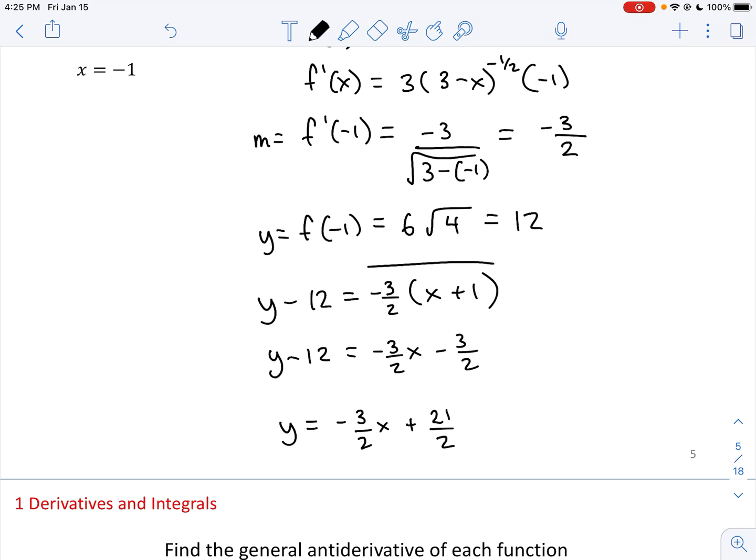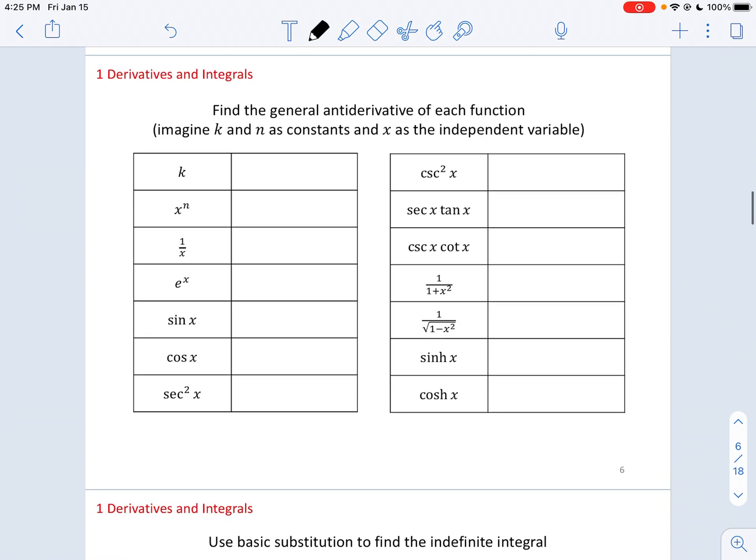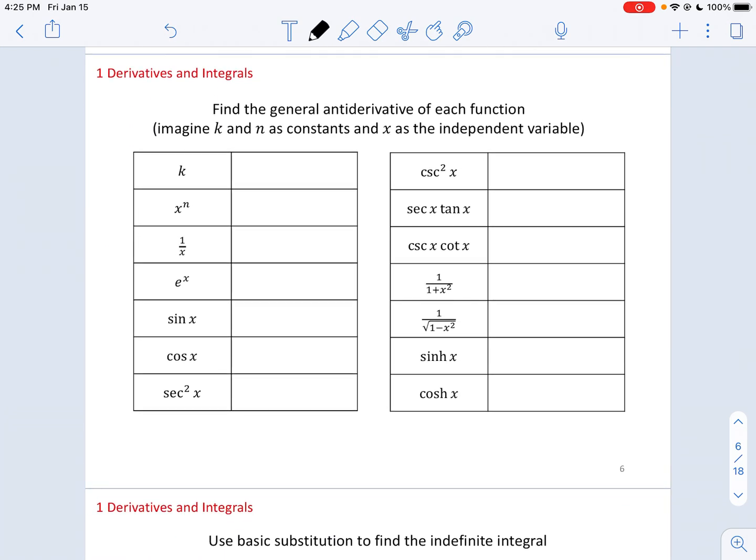Okay, so any of these, frankly, they're all the same. They're all equations of the tangent line. Now let's do a little bit of review of some antiderivatives.